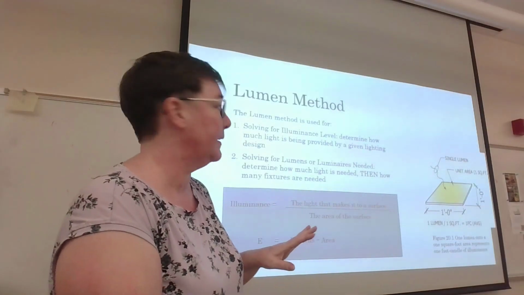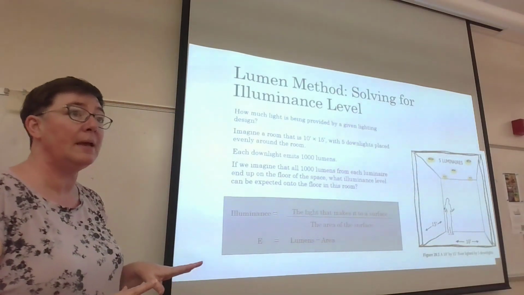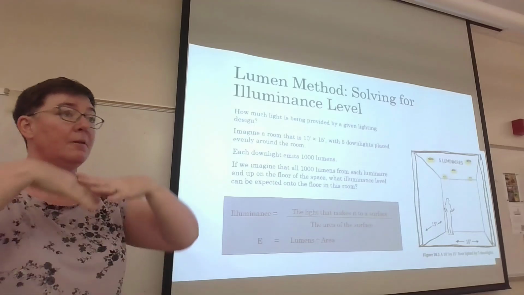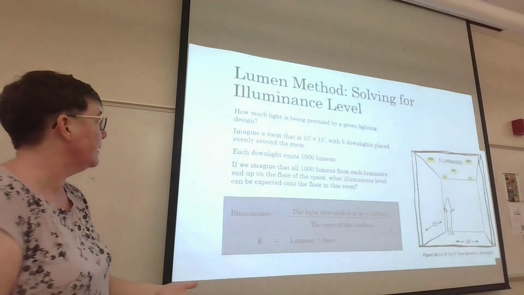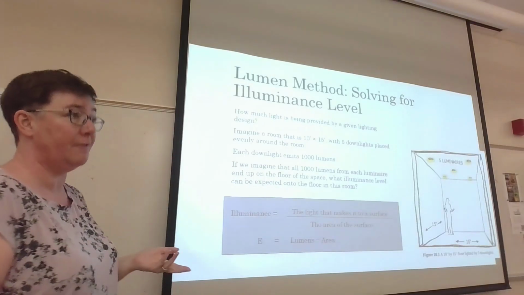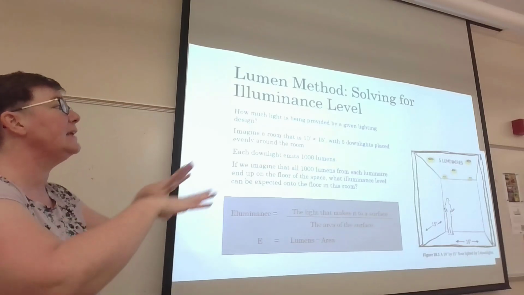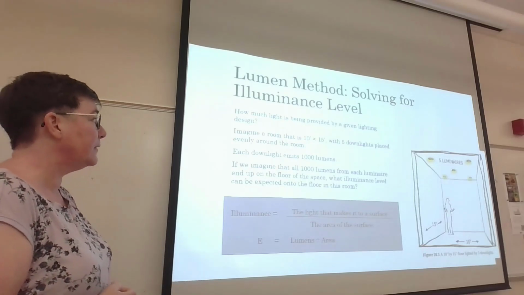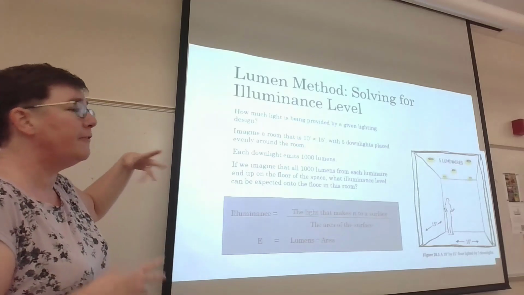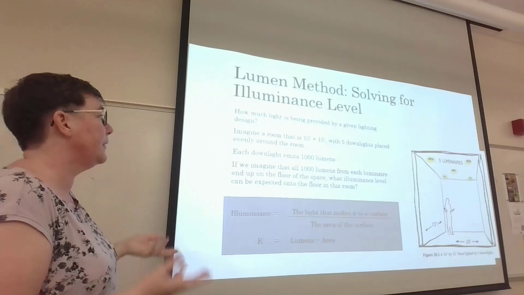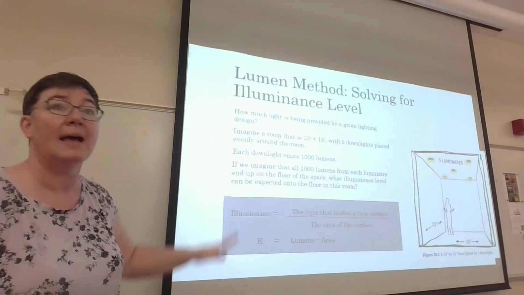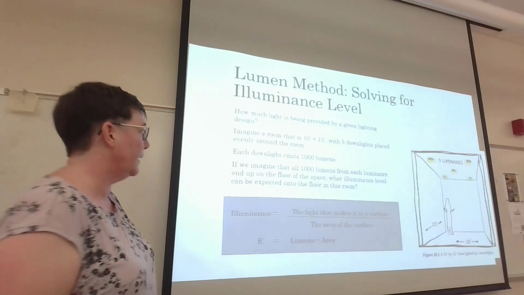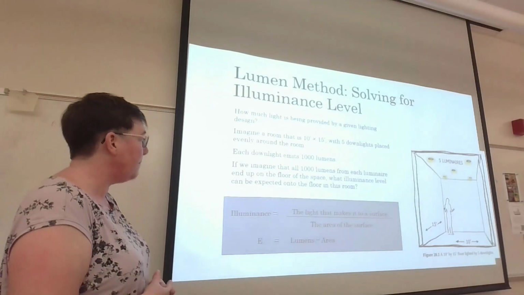So let's practice applying this. The first thing we want to do is find out how much light is being provided by a given lighting design. How much light is it going to provide? So we're going to imagine a room. It's 10 feet by 15 feet. And it's got 5 downlights placed evenly around the room. Remember, we're working with ambient lighting. Each downlight emits 1,000 lumens. And so if we assume that all of the lumens from each luminaire end up on the floor of the space, and I'm going to talk about why we might not make this assumption in a little bit, but if we assume we get all 1,000 lumens on the floor, what illuminance level can be expected on the floor of this room?